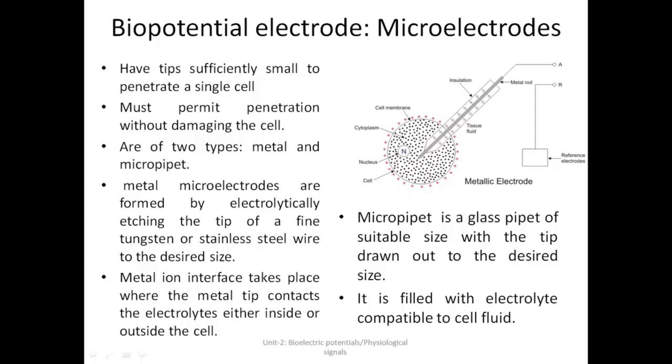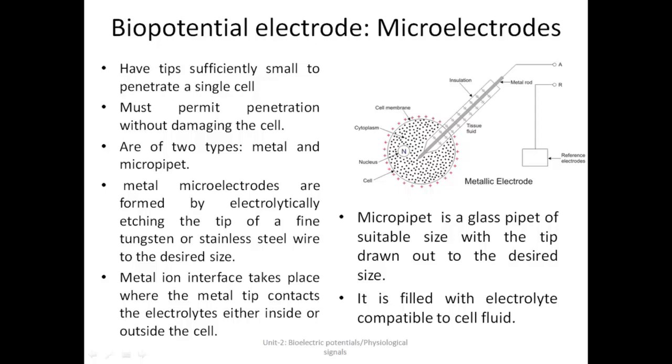The metal electrodes are formed electrolytically. The tip of a fine tungsten or stainless steel wire is etched electrolytically to a desired size. That tip is placed inside the cell, and the metal-ion interface takes place where the metal contacts the electrolytes either inside or outside the cell.